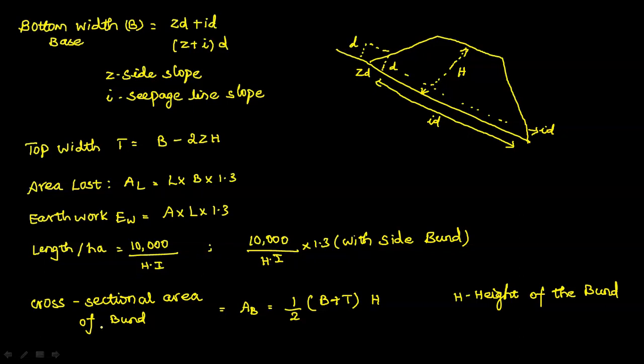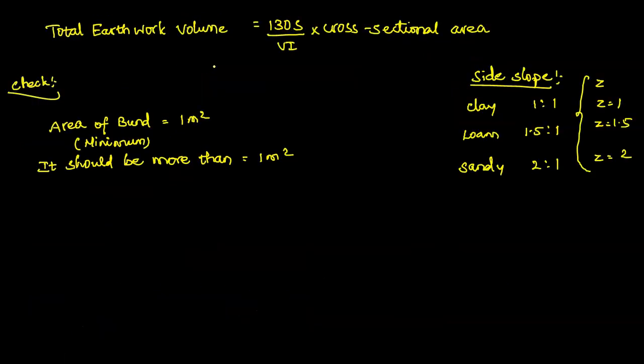The cross sectional area of the bund is equal to half into base width plus top width into height of the bund. To find the total earthwork volume, how much earthwork can be excavated from an area, it can be found by using this formula: 130S divided by vertical interval into cross sectional area. The side slope for clay soil is 1:1, for loam soil it is 1.5:1, and for sandy soil it is 2:1. So Z is equal to 1, 1.5 and 2 respectively.